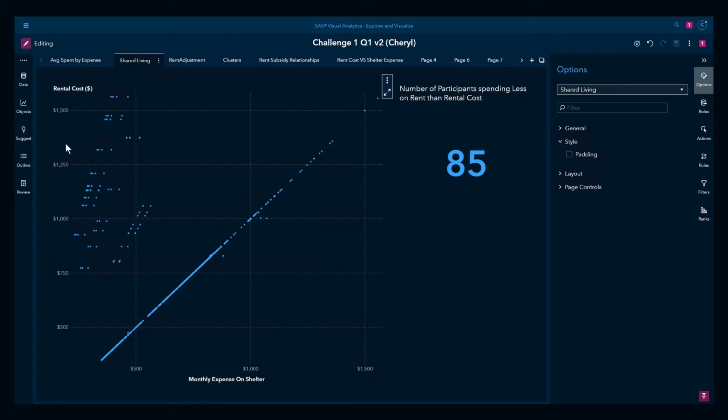Plotting housing expenses versus local rent costs shows that most participants spent the expected amount on housing, evidenced by the diagonal line. However, some spent less than expected, potentially due to sharing housing costs with others. We identified 85 participants that live in shared housing.